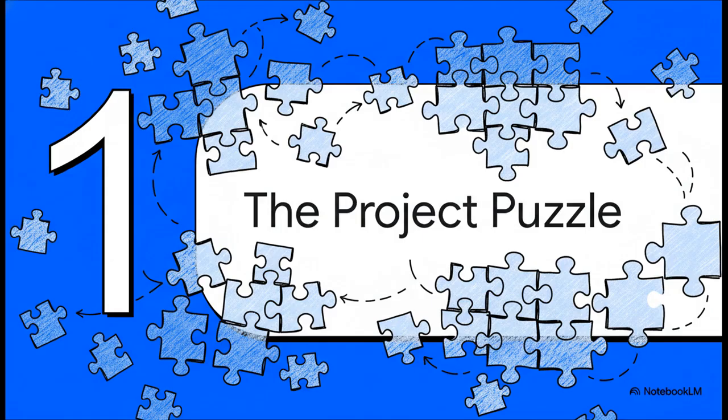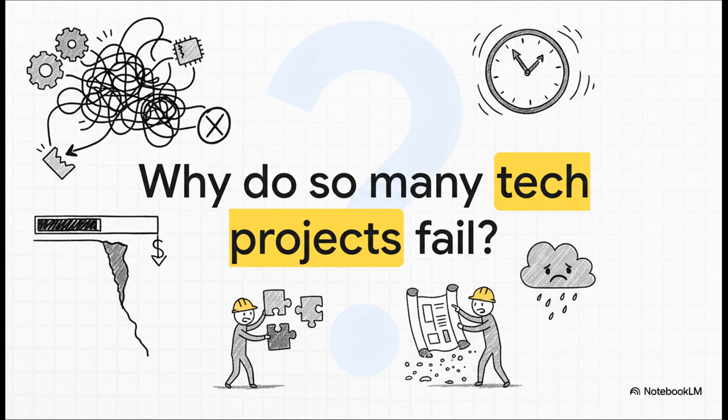So to really get why this role is so vital, we first have to understand the problem it's meant to solve. Think about it. Every big tech project is like this massive, complicated puzzle, right? It's got hundreds, sometimes thousands of moving pieces. And all that complexity, well, it leads to a pretty tough question. With all the brilliant people and all the money we pour into tech, why do so many projects just go completely off the rails? Why do they go over budget?